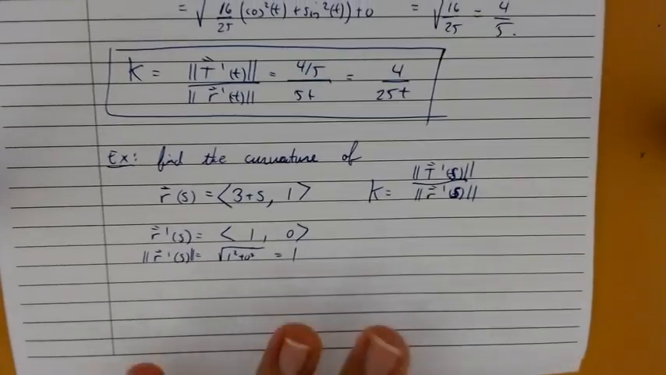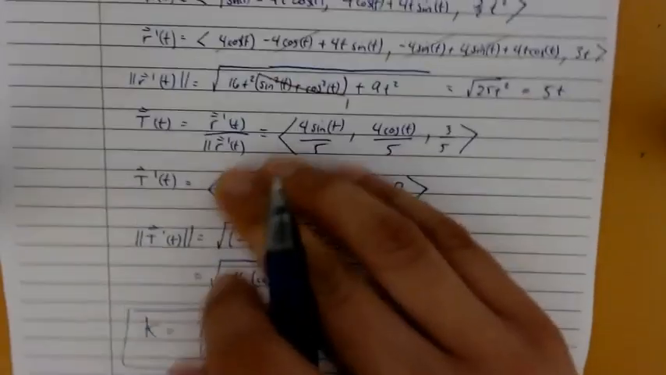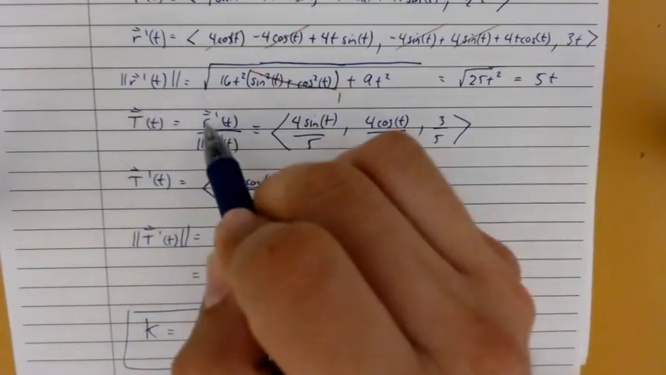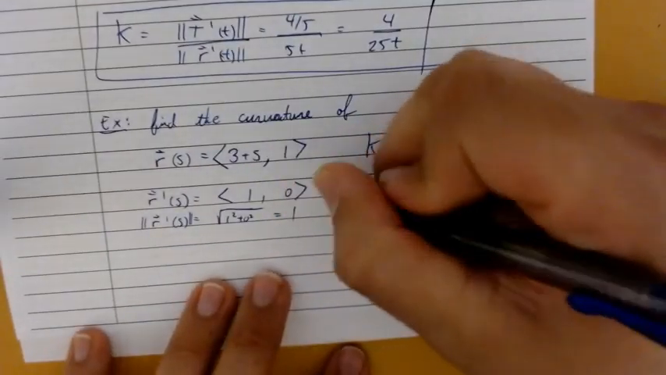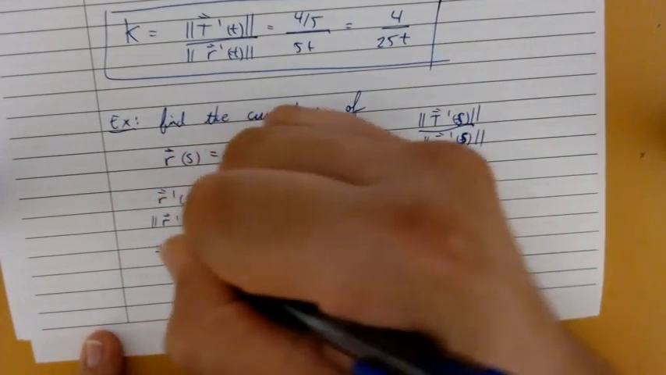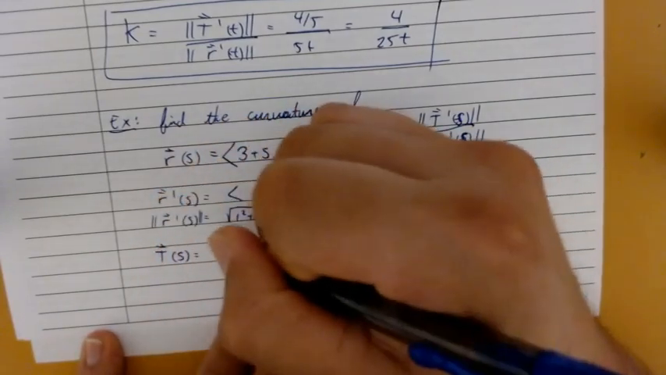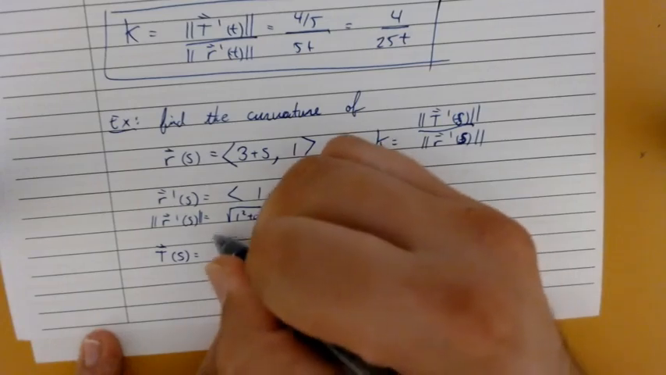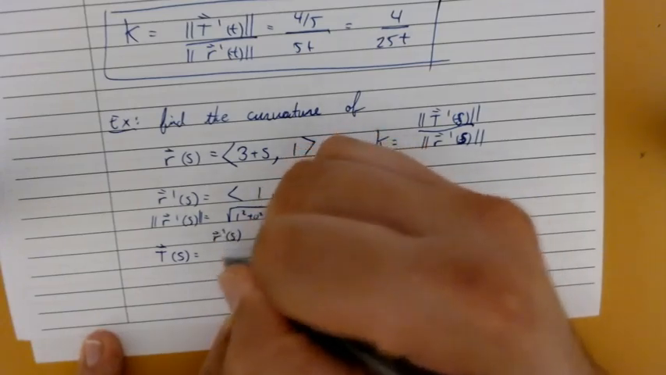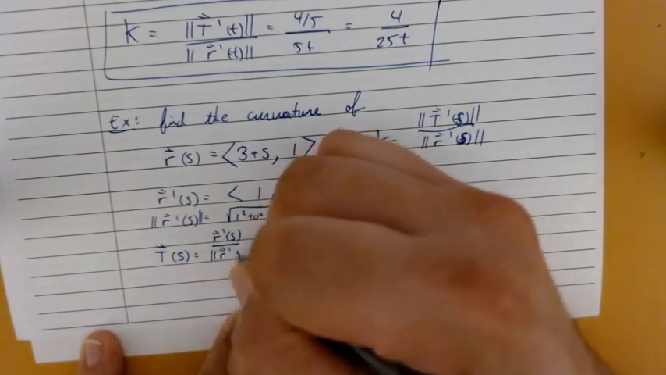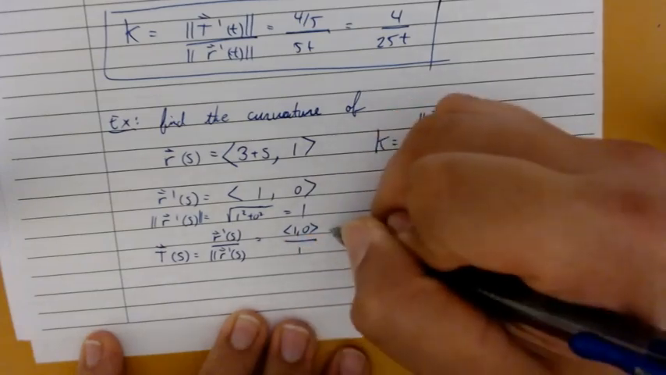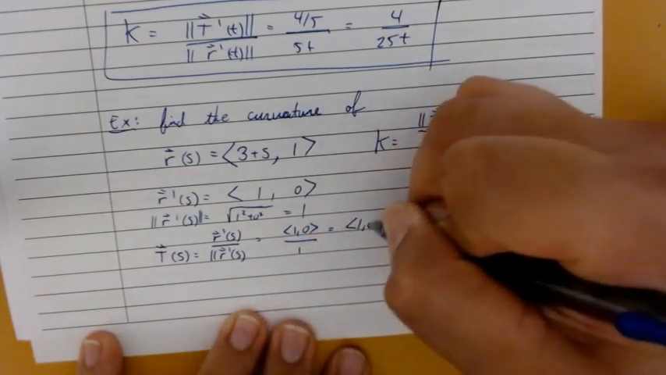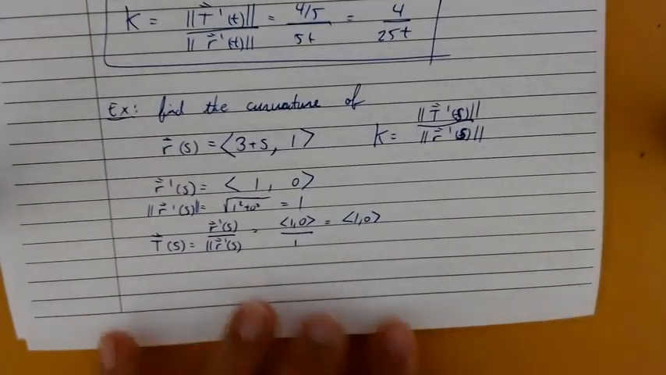Okay. So now, just like above, we can take t to be given by r prime over the magnitude of r prime. So right here, we can put this together, and we get t of s is equal to r prime of s over the magnitude of r prime of s, which is going to be 1 comma 0 divided by 1. Or in other words, 1 comma 0, since dividing by 1 doesn't change any of the components of our vector.